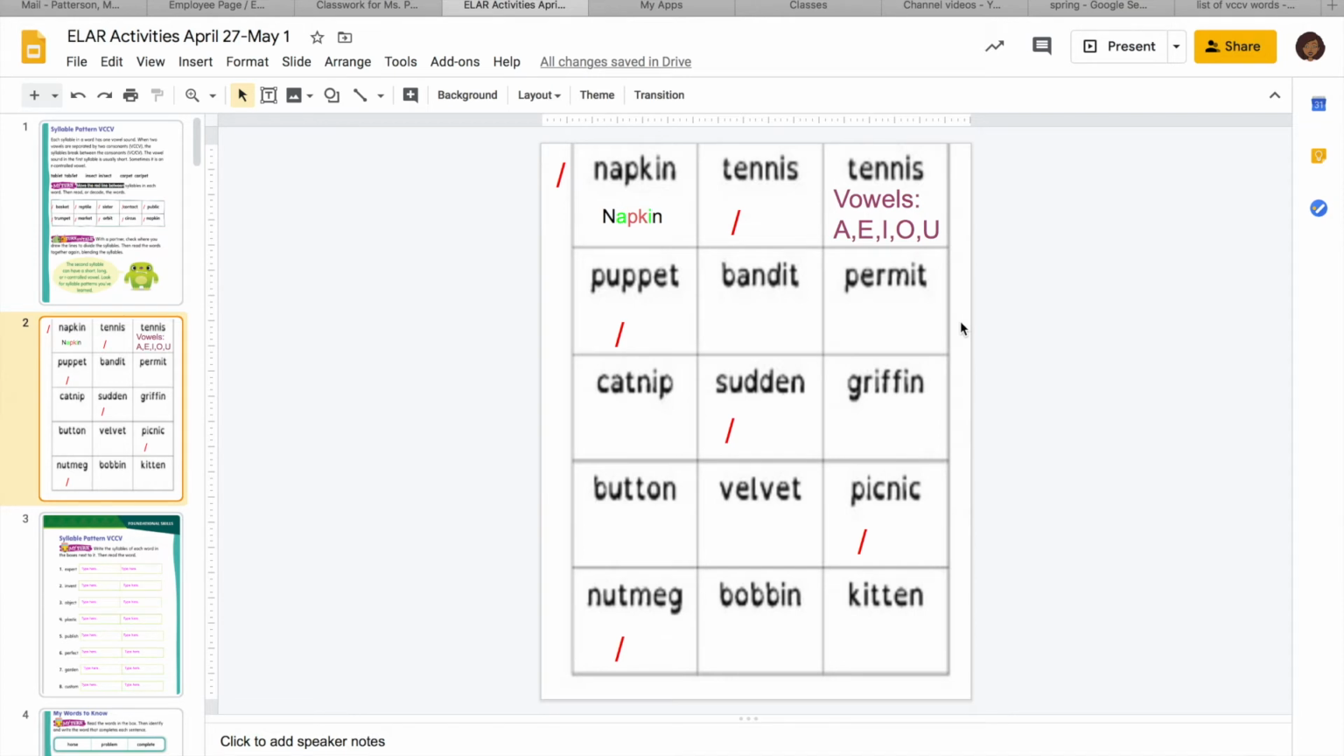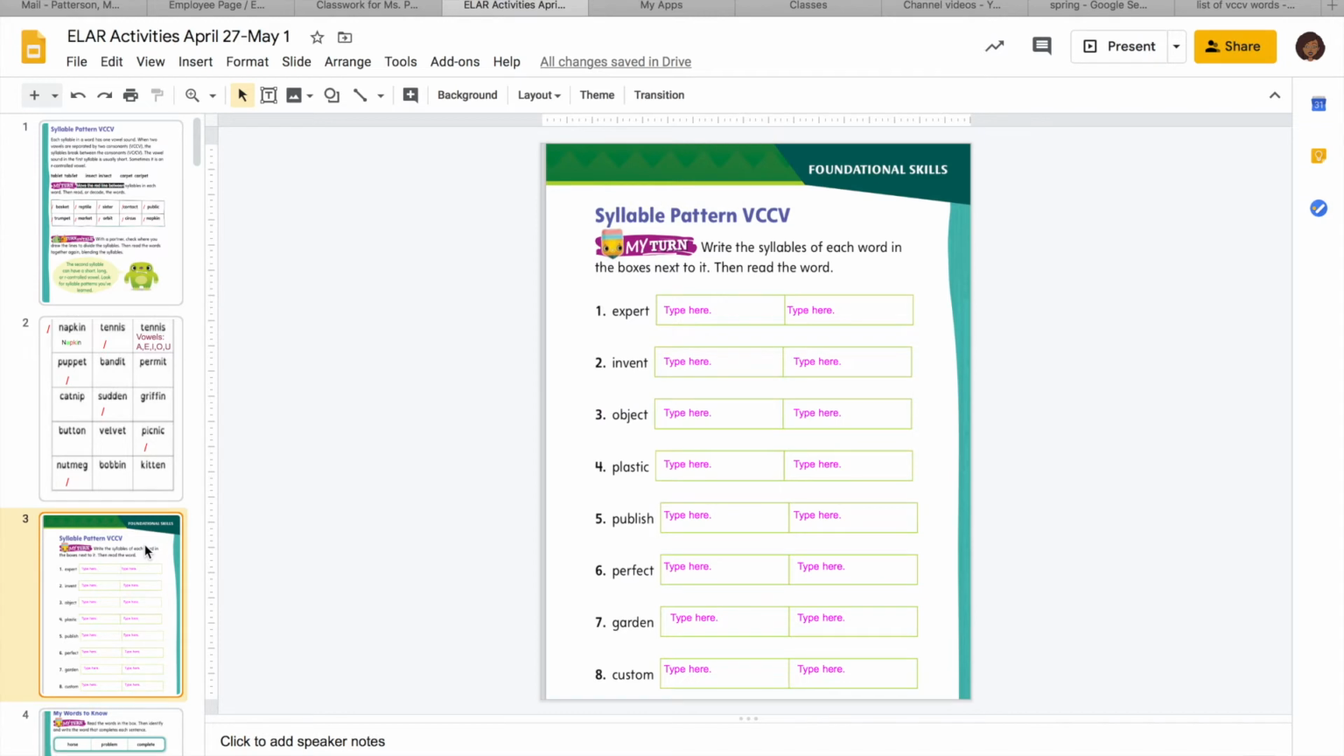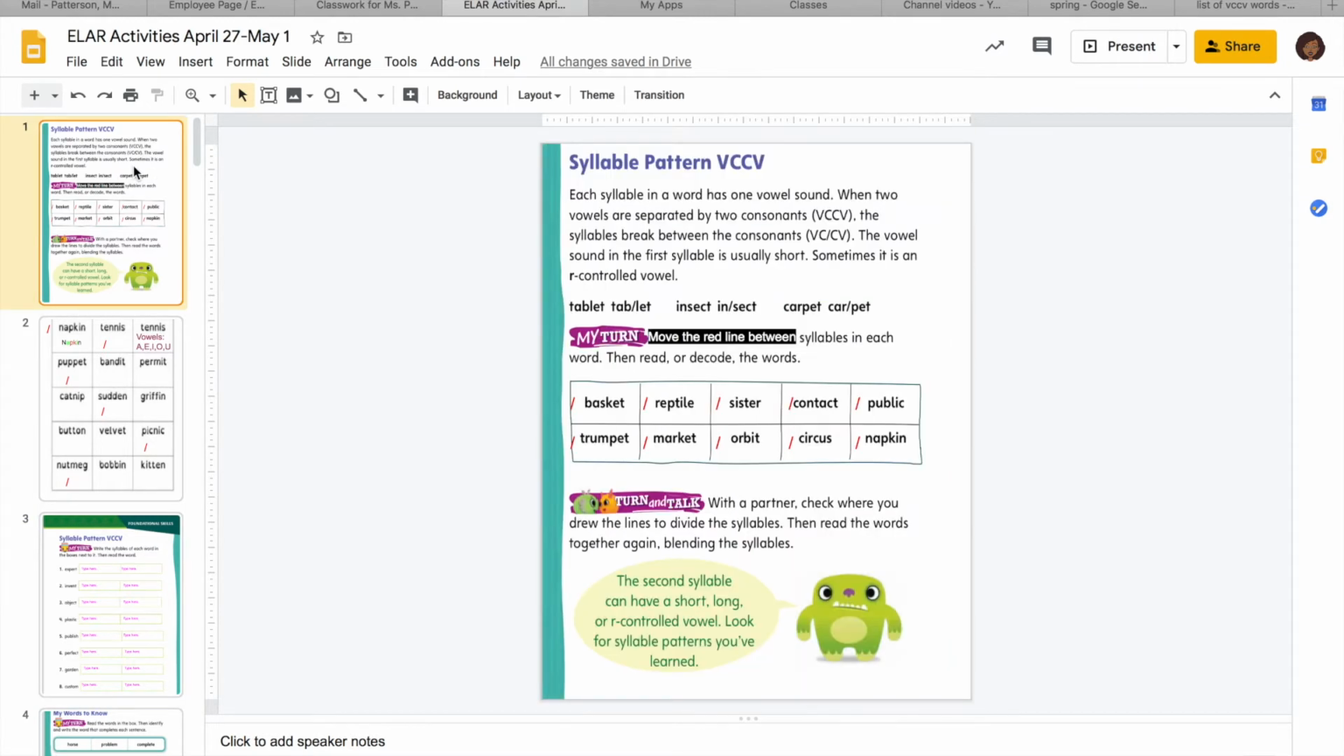Okay, so I just want to do a couple of examples with you guys. The activities that you're going to have to do today, one is going to look like this, and the other one is going to look like this. So it's going to be kind of like the activity that you did last week, except this week the pattern is VCCV. So this says that each syllable in a word has one vowel sound when two vowels are separated by two consonants. So that's vowel, consonant, consonant, vowel.